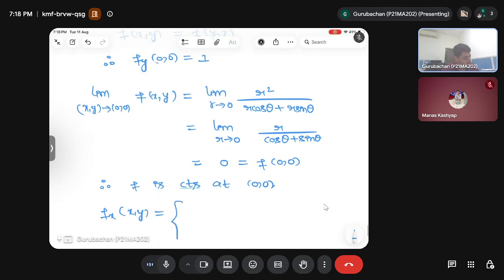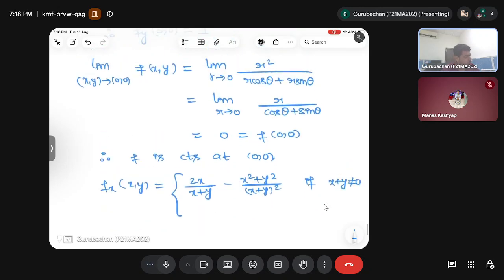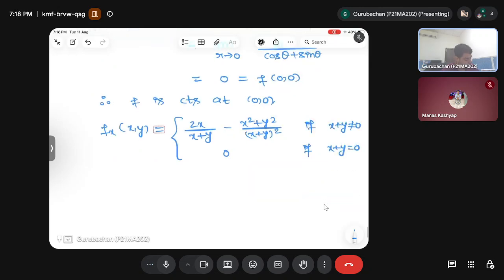Next one is fx at (x, y). What will be this differentiation? So this will be 2x divided by (x plus y) minus x square y square divided by (x plus y) whole square, if x plus y is non-zero, and 0 if x plus y is 0. So this will come out to be x square minus 2xy, sorry, plus minus y square. It is the same you are getting.